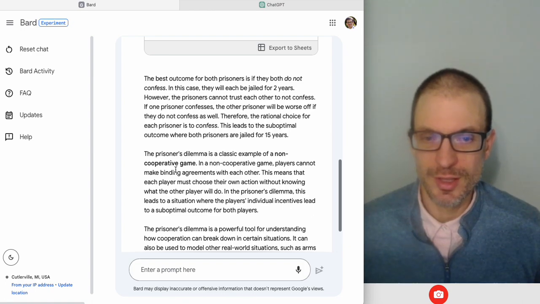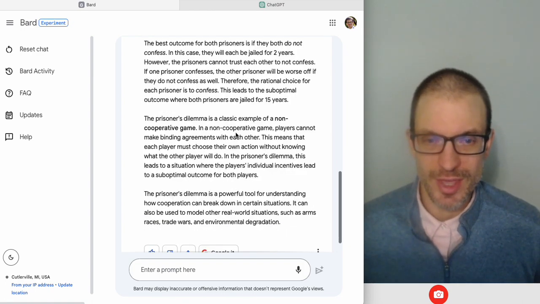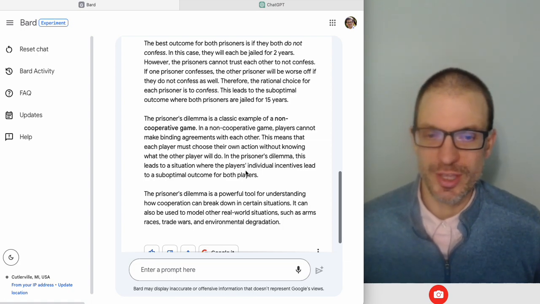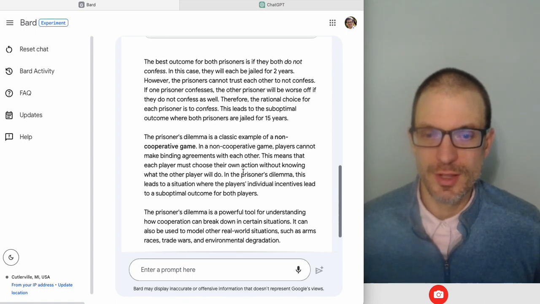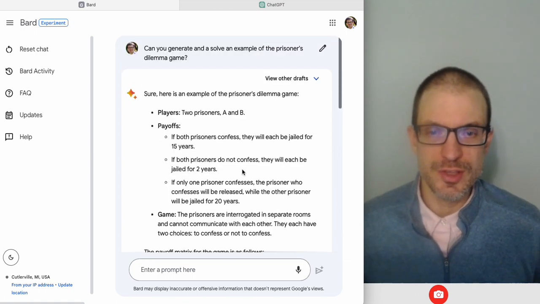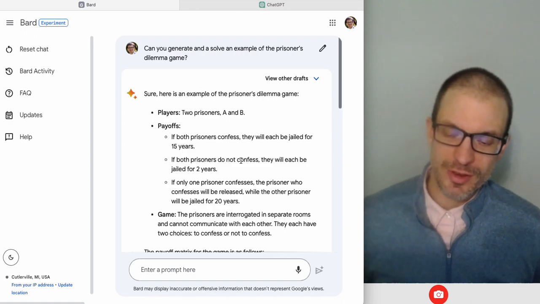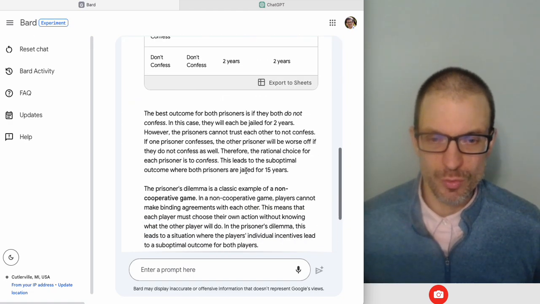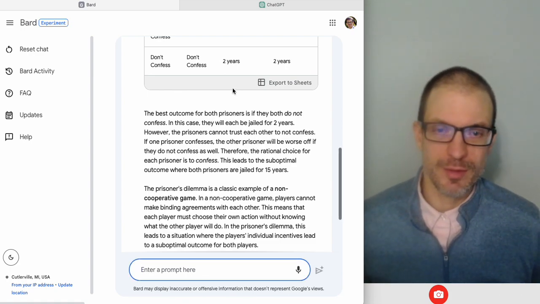So that's good. It's a classic example of a non-cooperative game. Yep. Players can't make binding agreements with each other. That's right. So any type of communication outside the game is just cheap talk. It's not useful. So other things equal, they came up with a game. They didn't represent it particularly well. They didn't motivate why the solution was what it is. So that might be a follow-up question.